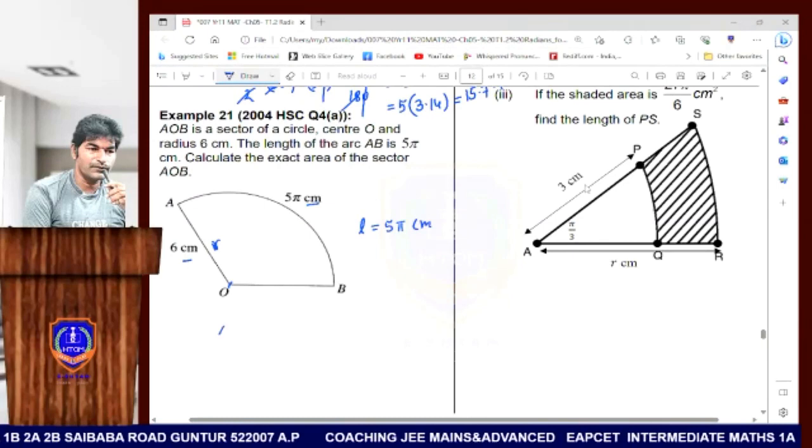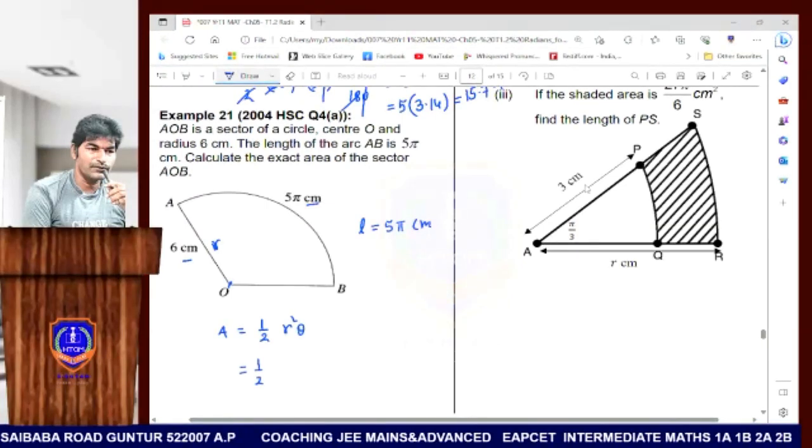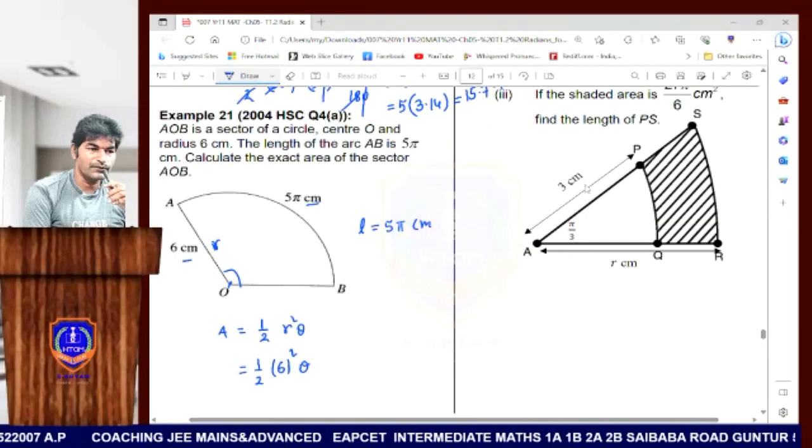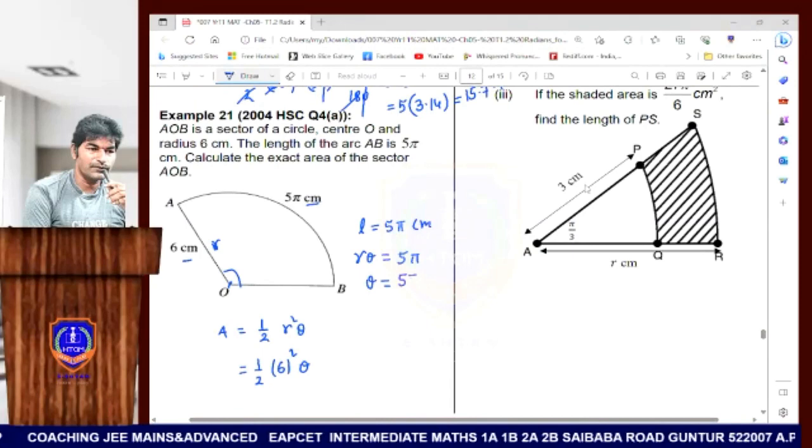Area equals, what is the formula for area? Half r square theta. So 1 by 2, r square is 6 square, and theta. We don't know theta. So is there any other connection for getting theta using these two values? Yes, we have. L equals what? L equals r theta, equal to 5 pi. Now theta equals how much? 5 pi divided by r.